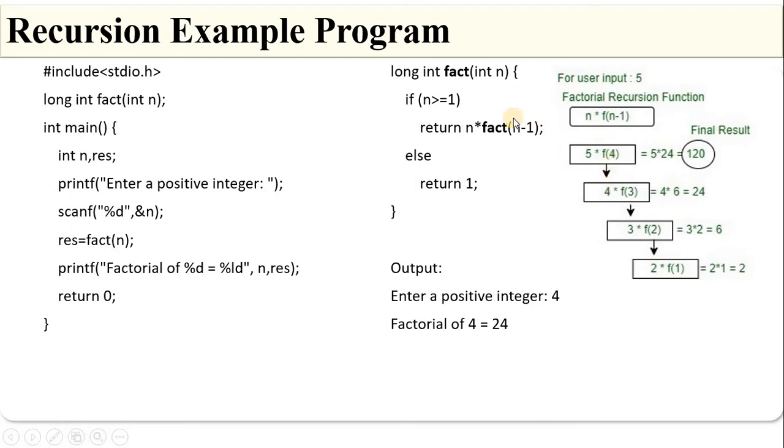This fact of 4 once again goes here. 4 is greater than or equal to 1, true, so it will say 4 star fact of 3. This fact of 4 is calling fact of 3. Then similarly, it will be fact of 2, and when this fact of 2 runs, it will call fact of 1. When 1 comes here, if n, that is 1, is greater than or equal to 1, it will be true, and it will come inside: 1 star fact of 0.